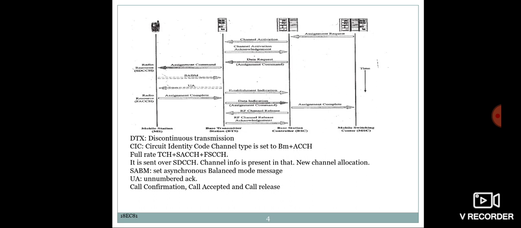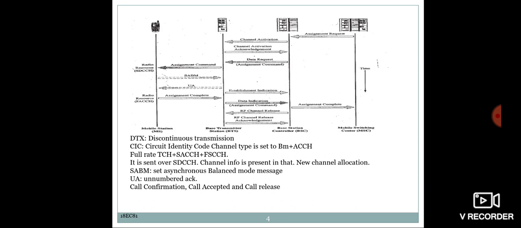Next is the assignment of the traffic channel. The traffic channel assignment is initiated by the MSC, as shown in the figure. The MSC sends the assignment request message to the BSC. This message contains information about the call priority, the status of DTX on the downlink, and a circuit identity code, that is CIC, to indicate the transmission path of the speech or data traffic between the mobile switching center and the base station controller.